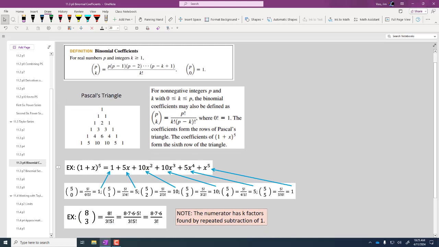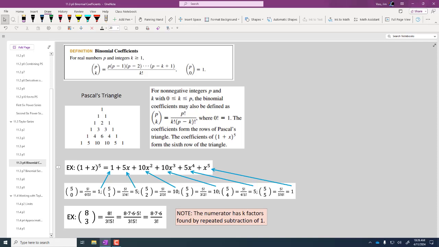So binomial coefficients are those coefficients that are written, they look kind of like a fraction, but it's not a fraction. This is pronounced P choose K. So when you take an elementary stats course, you pronounce that P choose K, and usually, until you get crazy, until you get to Calc 2, these are positive integers. And P is going to be bigger than K.